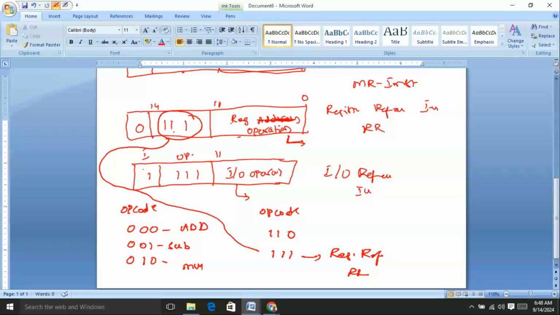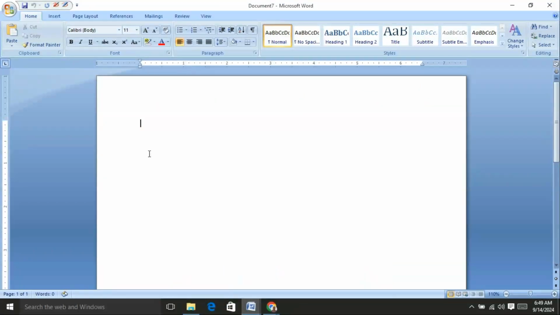Suppose the mode bit is also 1, all ones, opcode and mode bit value is 1. This is known as the IO instruction. So what are the basic instructions required for the basic computer? What are the instructions required?